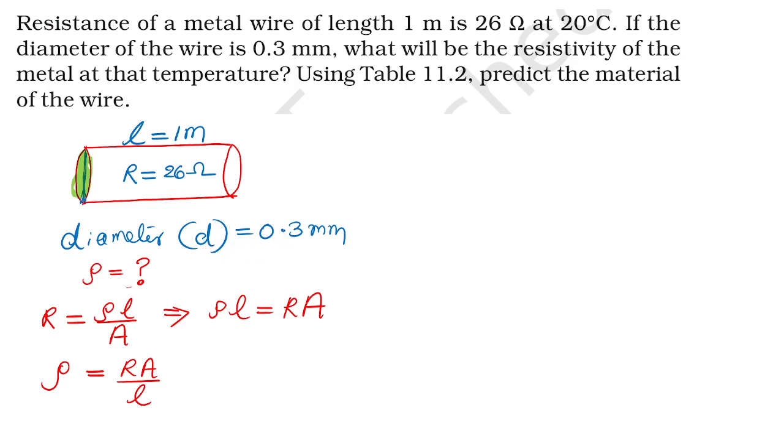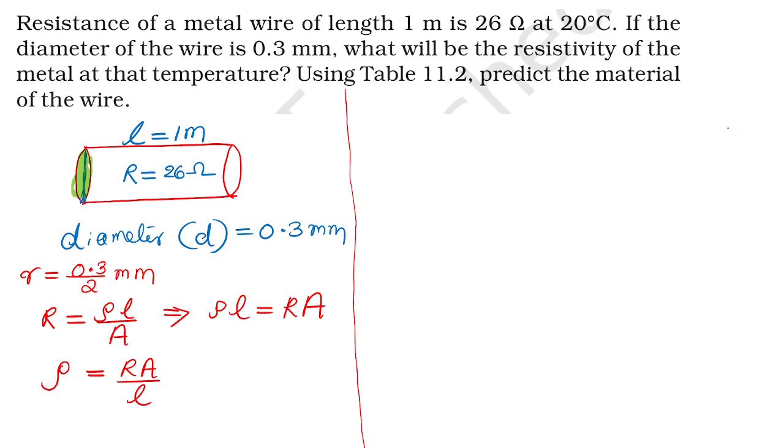Remember, in any question, if the diameter is given, you must find out the radius. You know that radius equals diameter divided by 2. The unit is millimeter. So 0.3 divided by 2. If you have any doubt in the calculation, you can ask me.